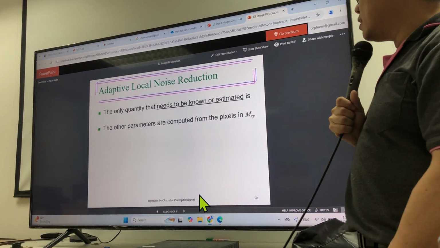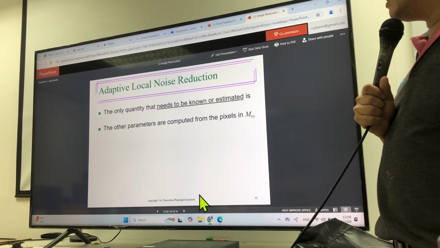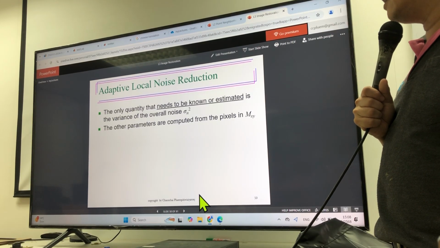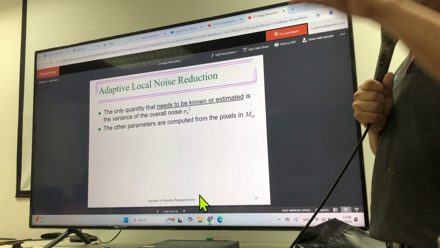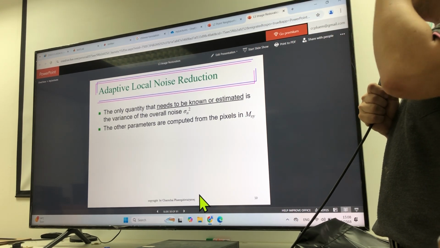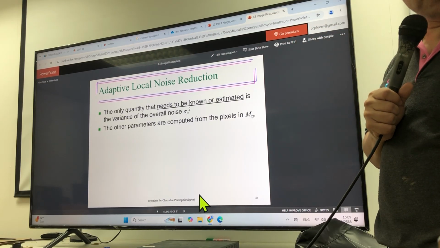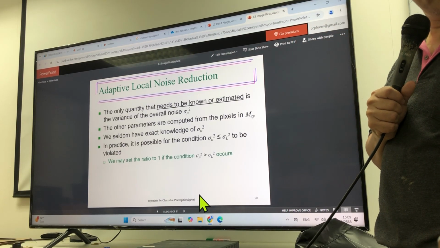However, in this case, every time you process an image, you have to estimate the mean and the variance of the noise. The thing that you have to estimate is the global variance, and the local variance you calculate.